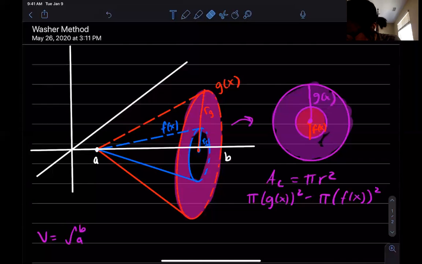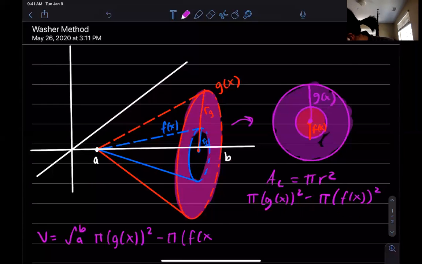Therefore, my volume, this right here is going to be the base. That's going to be the area of the base. So this is going to be the integral of pi times g of x squared minus pi times f of x squared dx. And that's how we're going to get the volume. Depending on what kind of shapes we have, the cross sections may be different, but that's pretty much the whole gist of how we're going to do these volumes.